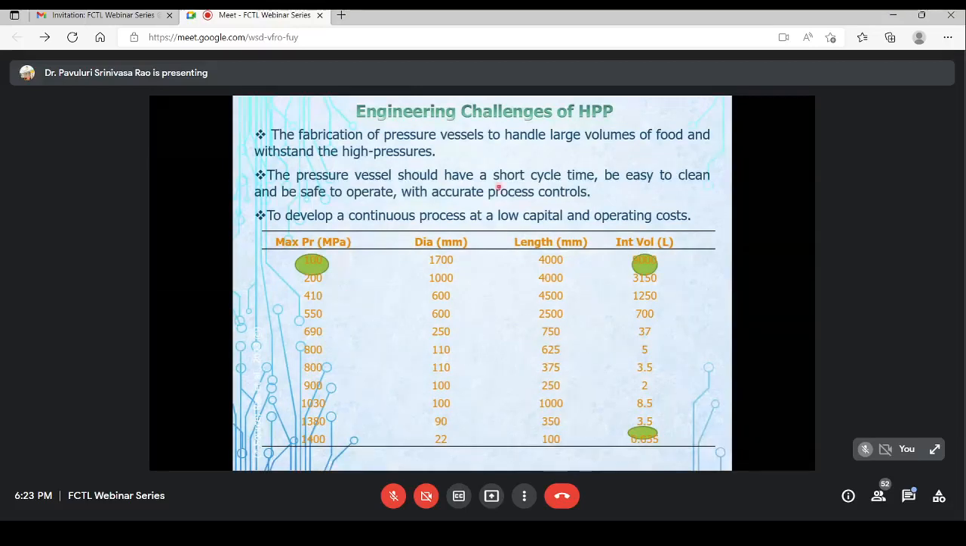The pressure vessel should have a short cycle. It should be easy to clean and of course safe to operate with accurate process protocols. And of course, the development of a continuous process at a low cost, or maybe low capital as well as operational cost, is another challenge. Although continuous processes are being developed, this is possible only for liquid foods. Maybe this has to be looked at from a solid foods perspective also.